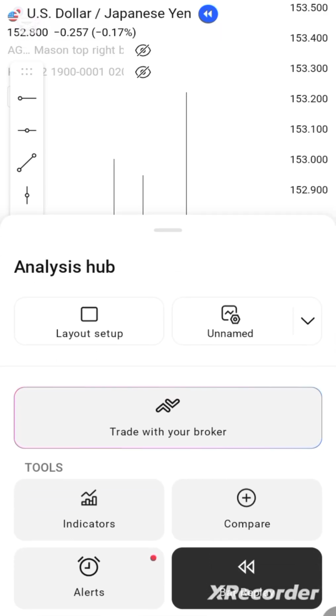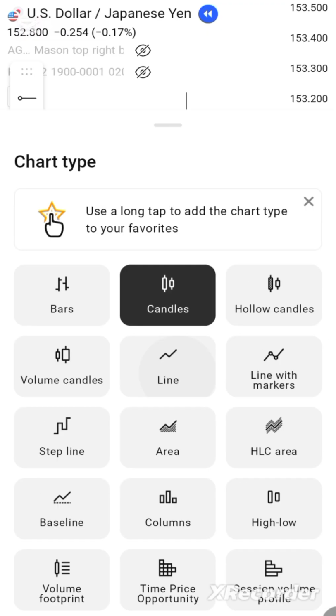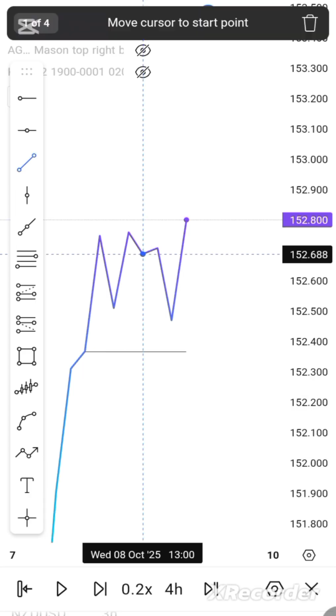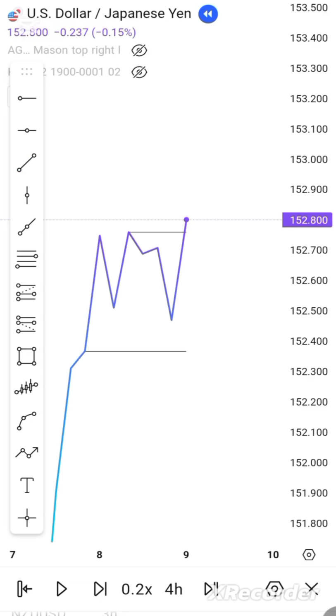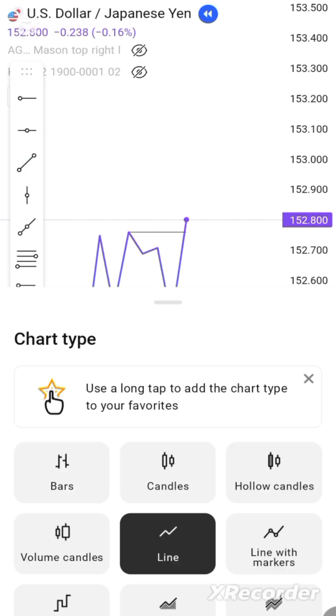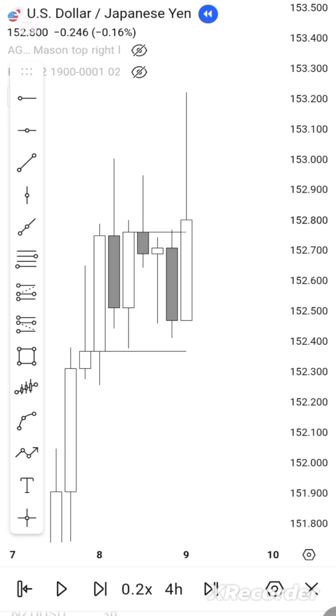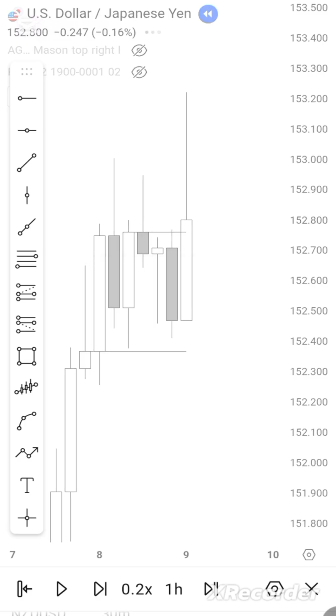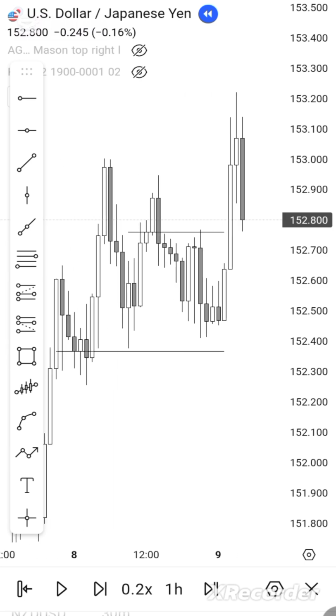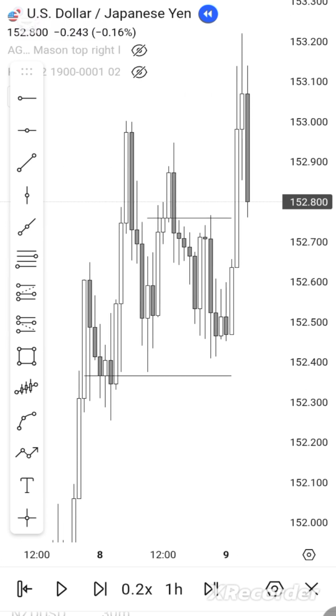Let me show you on the line chart. On the line chart, you can see that price actually broke structure here. Can you see? Yeah, so that was what I saw yesterday, and then I went down to the 1 minute time frame. On the 1 minute time frame, now we can see a clear breakout very well.